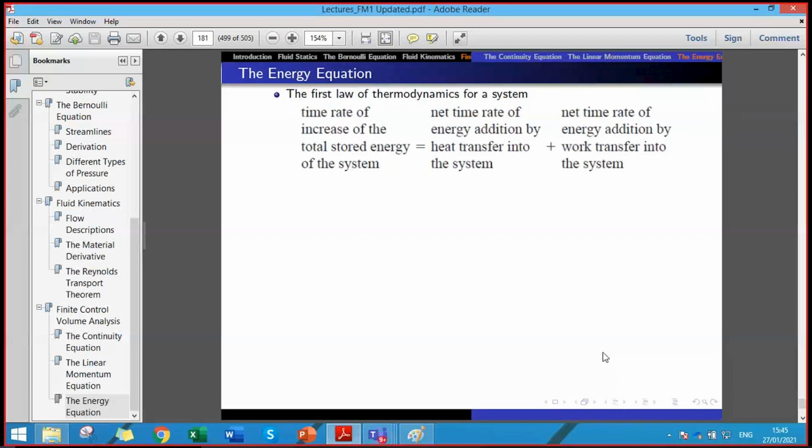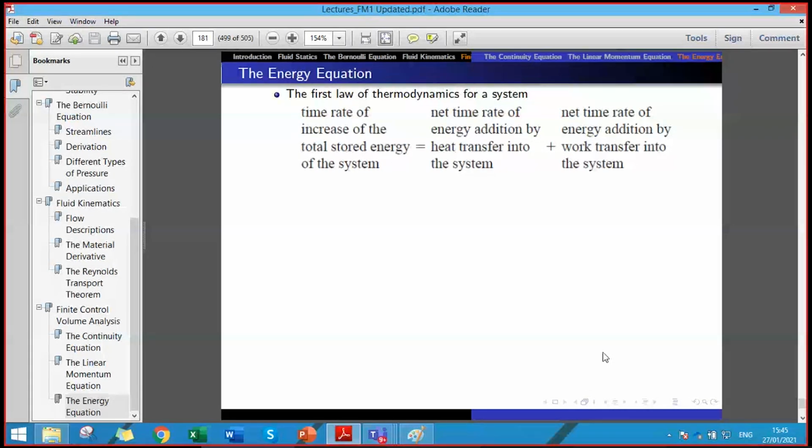Yesterday, we discussed the momentum equation and its applications, and we discussed some examples. Hopefully, you have solved those examples and some home assignments were given to you. Any question in regards to yesterday's lecture? Is everything clear about the momentum equation? Yes, sir. Okay, the next equation we are going to discuss is the energy equation.